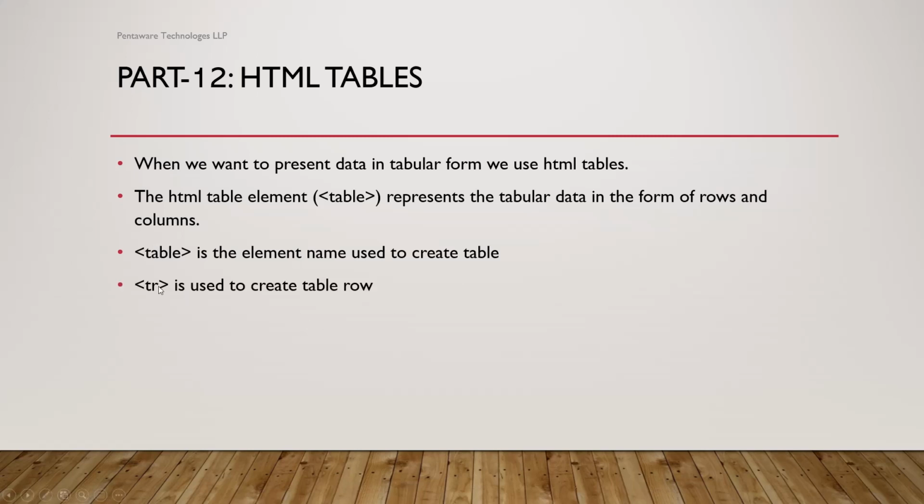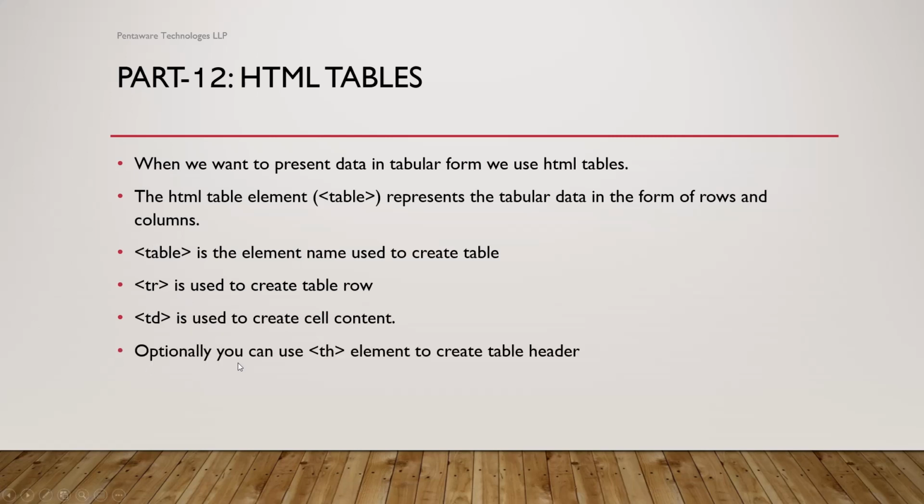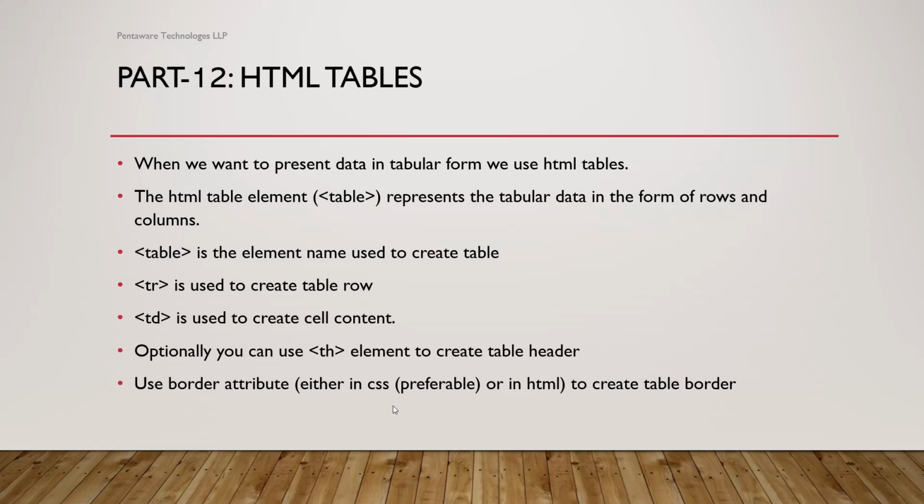The TR element inside the table element is used to create table rows. Then TD is used to create cell content, and it is used inside the TR element. Optionally, you can use the TH element to create table headers, and you can use the border attribute either in CSS or in HTML, but CSS is the preferable mode to create table borders. We'll see each of them with an example and understand how to create tables.